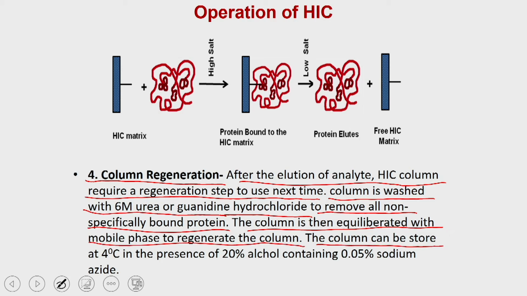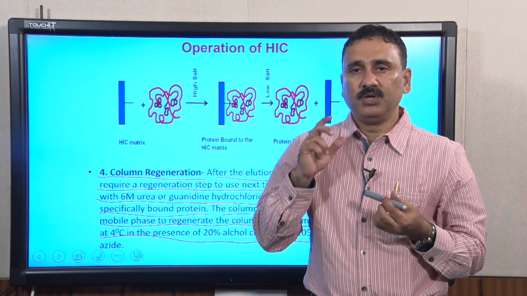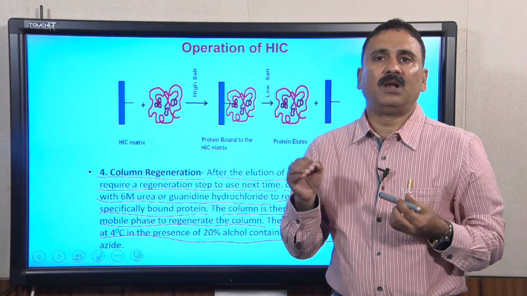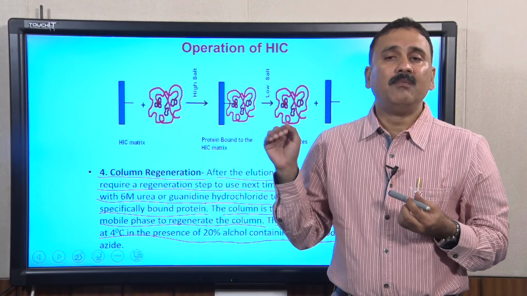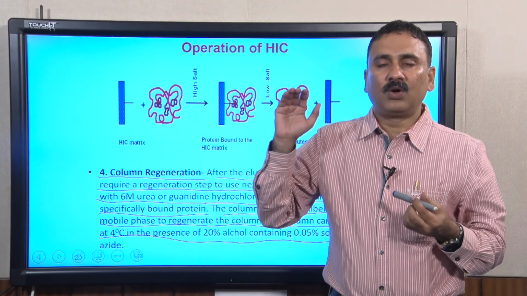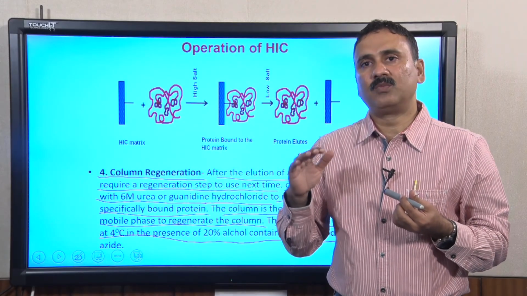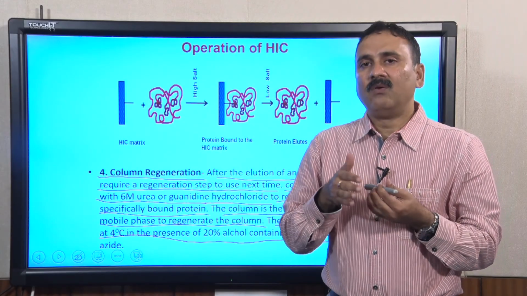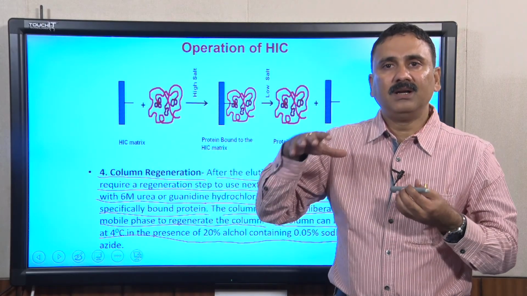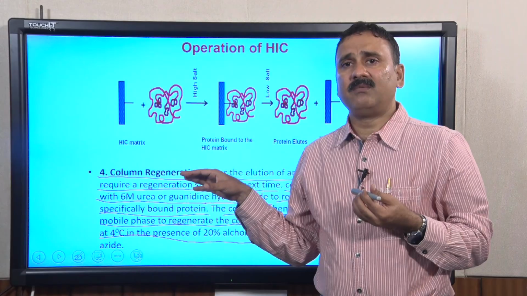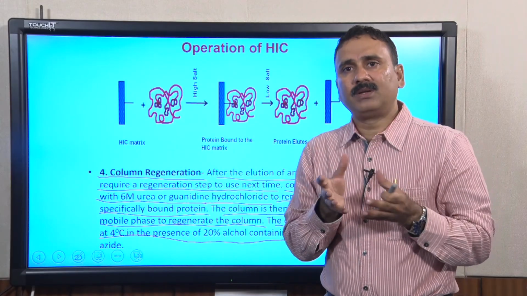The column can be stored at 4 degrees in the presence of 20% alcohol containing sodium azide. While you are not using any of the columns, whether it is an ion exchange column, HIC column, gel filtration column or any other column, you should ensure that you store the column in 20% alcohol containing 0.2% azide. The alcohol and azide combination is going to protect the column material from bacterial infection or degradation, because most of these columns are made up of sepharose or agarose beads.